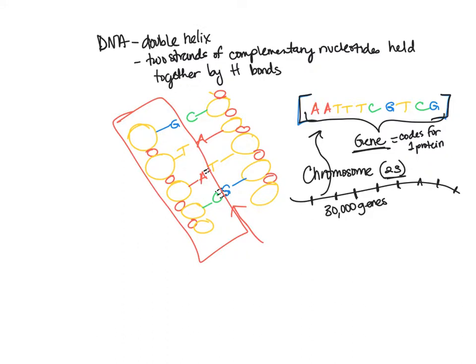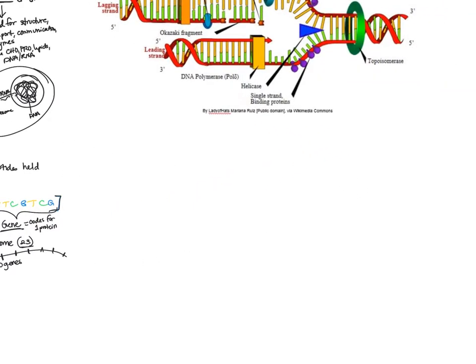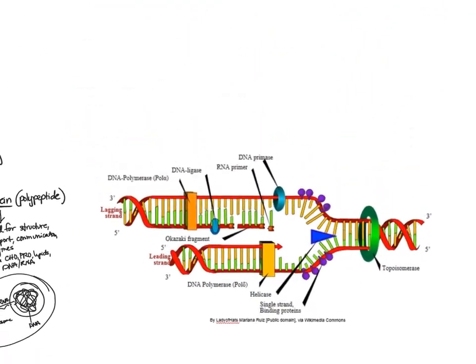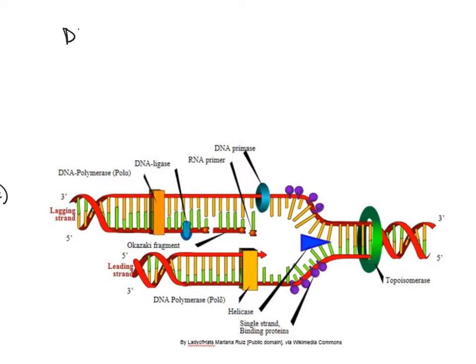So when we talk about our first process here, now that we've reviewed DNA, the first process we're going to talk about is DNA replication. Before we get into this illustration up here, we'll talk about DNA replication. And what is DNA replication? DNA replication is basically making a copy of DNA. So we're making a full copy of the DNA.